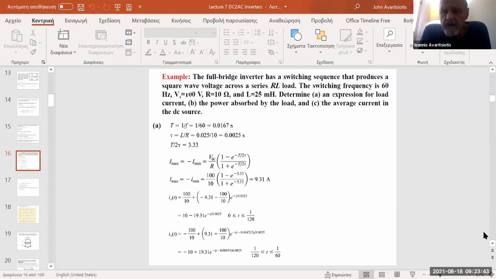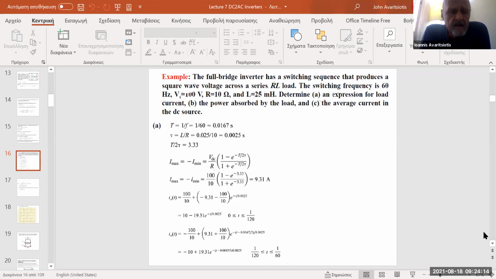Now, knowing how we solve this problem, knowing the switching frequency value, which is 60 Hertz, we can calculate the period as 1 over f, so we get a period of 0.0167 seconds, or 16.7 milliseconds.